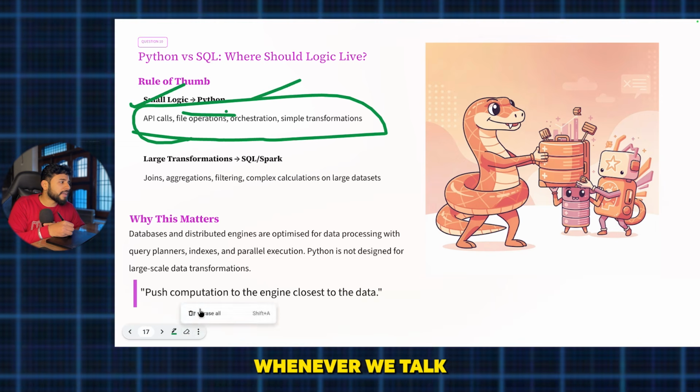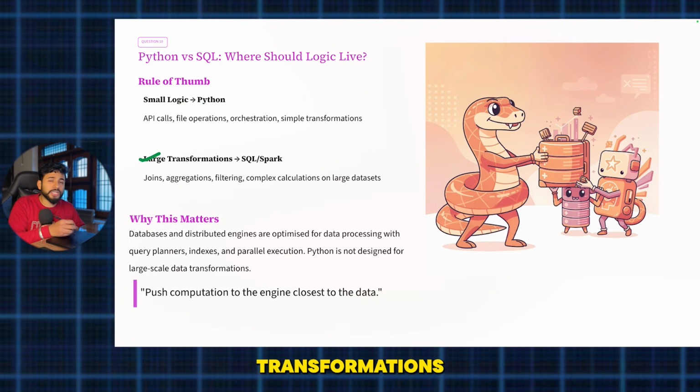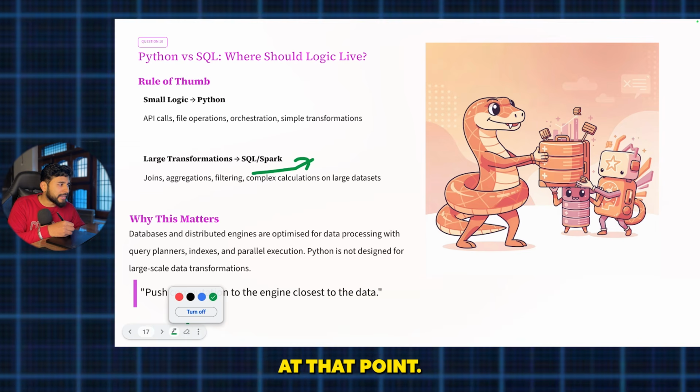Okay. Next, whenever we talk about SQL, large transformations are there. At that point, you have to use SQL or Spark. Joins, aggregation, filtering, complex calculations on a large data set. At that point you should use SQL or Spark, because they will give you different kinds of functionalities. That's why it is important.